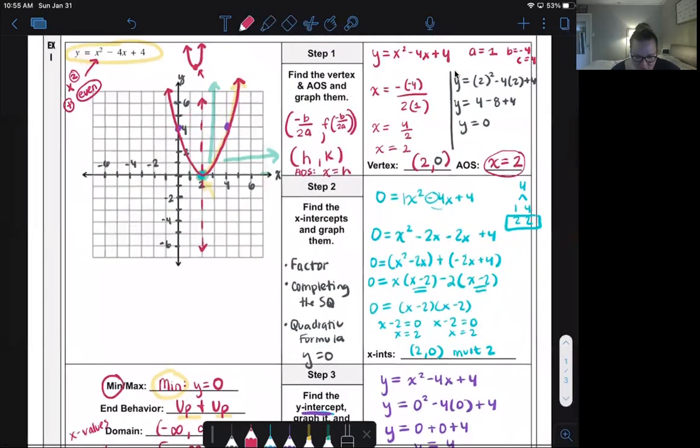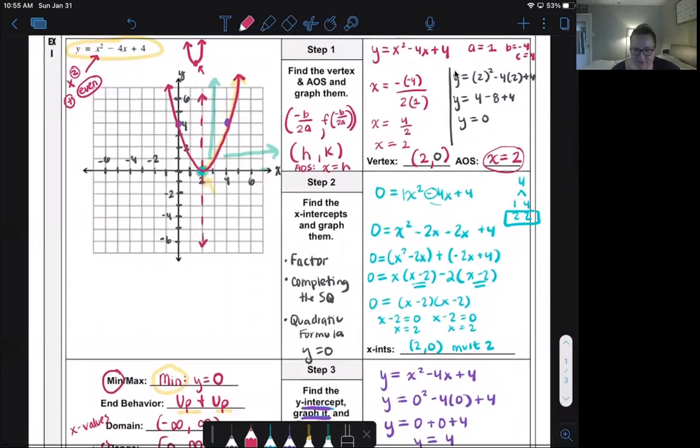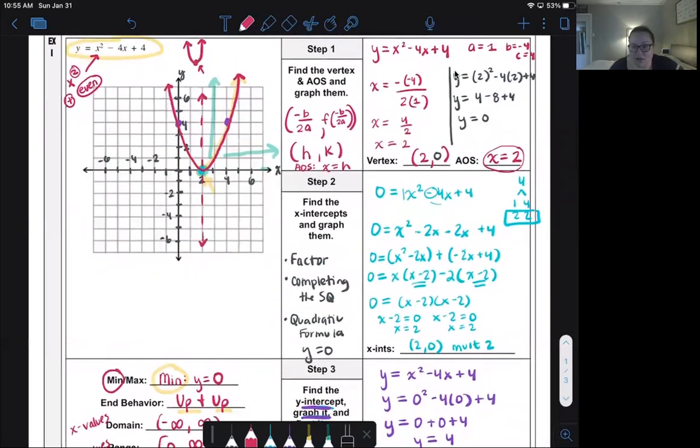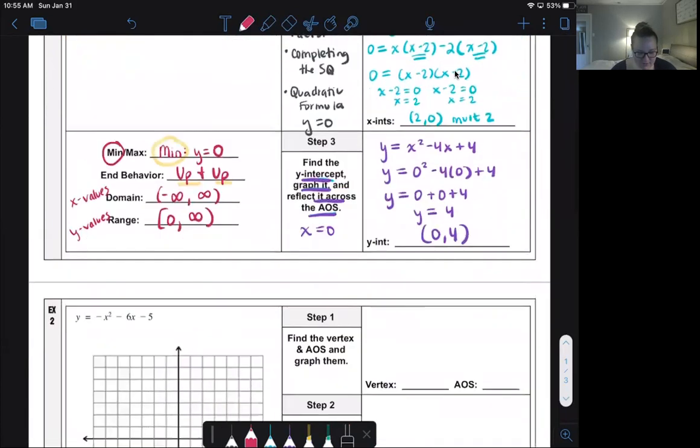So what do you think? We just graphed our first parabola in this class. We identified a whole bunch of key features. And that's it. Just a few quick, easy steps. Not too bad, right? All right, let's do another one.